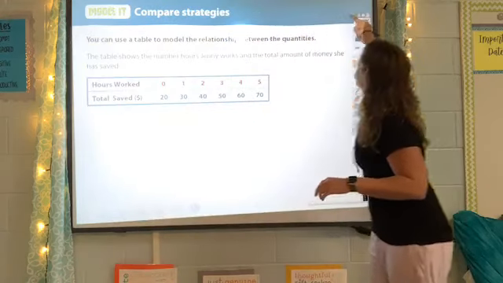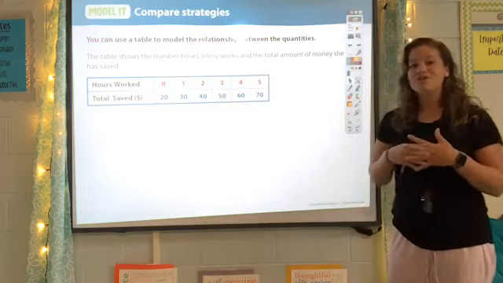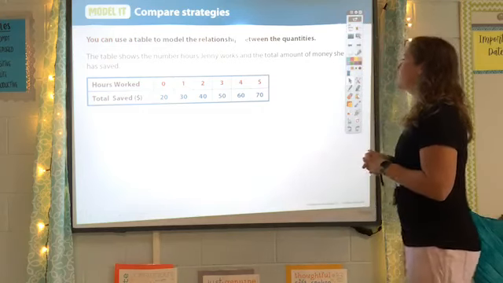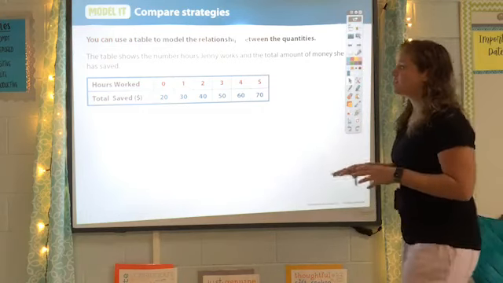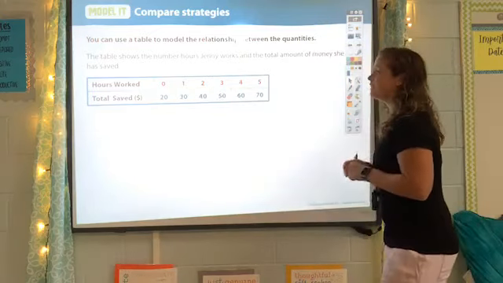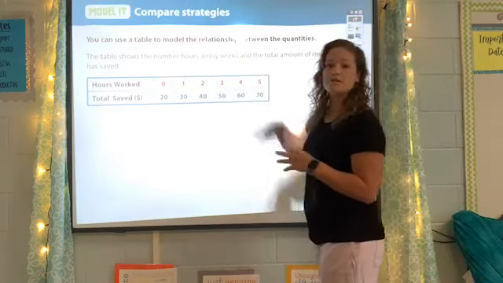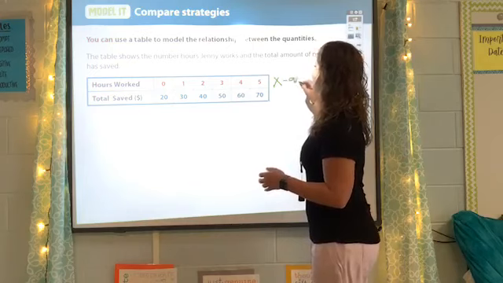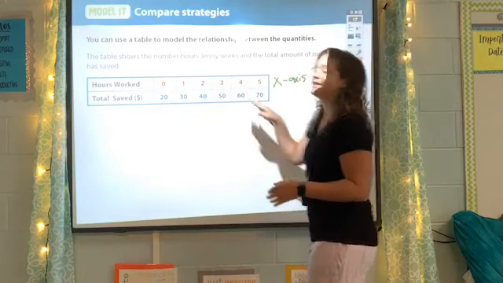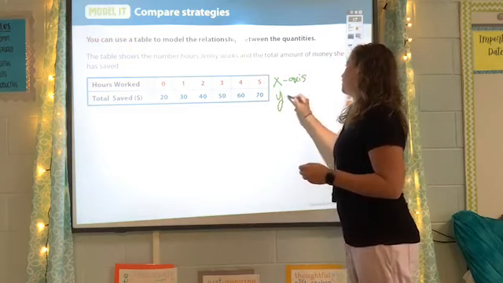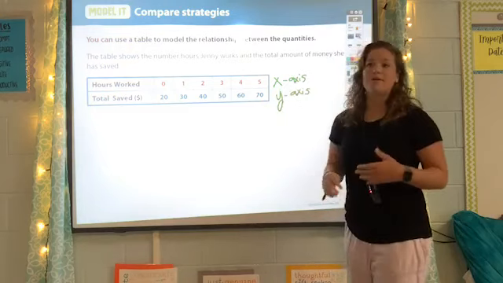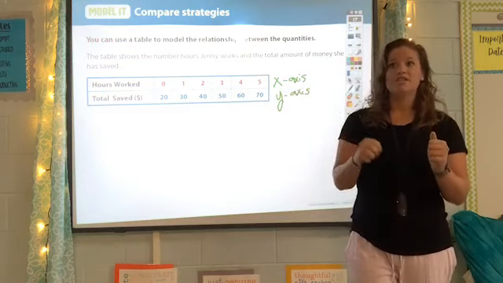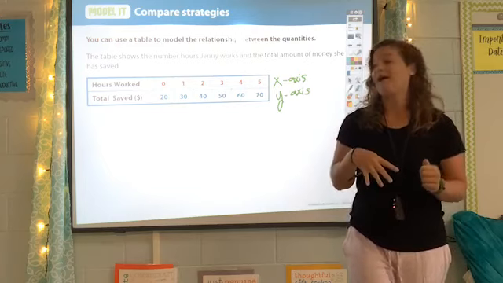All right, so just like we've used a coordinate plane, we can also use a table. The table shows the numbers of hours Jenny works and the total amount of money she has saved. We knew that our top numbers, or our single numbers, are hours, which was my x-axis, which makes our total money saved our y-axis. Now remember, your x always comes first in an ordered pair, just like your y always comes second in an ordered pair.